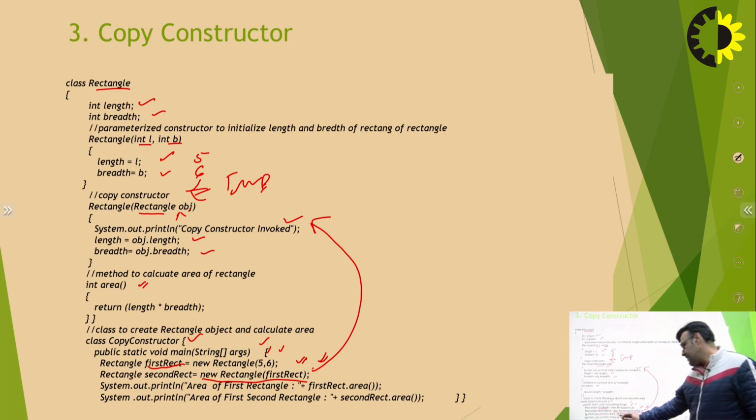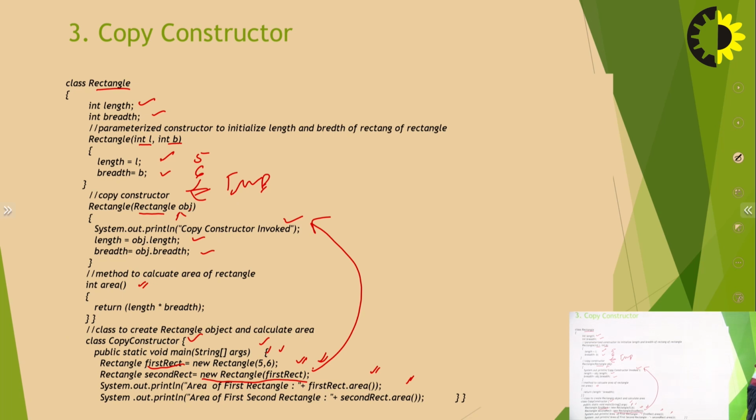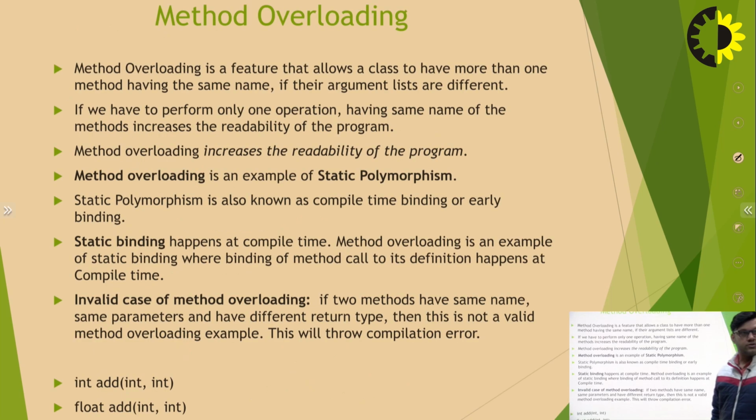Then we have printed the area simply. First rect dot area, 5 times 6 is 30. Then second rect dot area will also print 30. Okay, students, so this is how the copy constructor works. Keep in mind that we just make the object by passing the first object as the argument here. So this is the copy constructor.